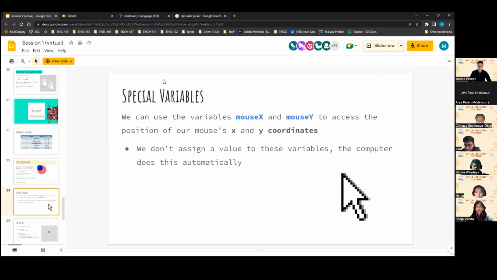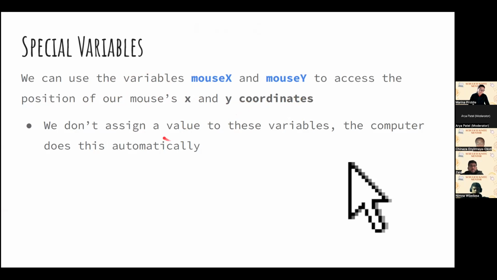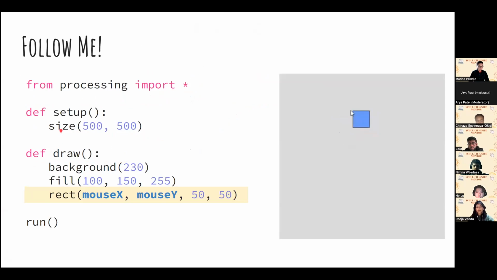Now we're going to move on to the special variables. Don't worry about this part too much if you don't get it, because it will be covered in depth next time. But basically what you need to remember is we can use the variables mouseX and mouseY to access the x and y coordinates of our mouse position. We don't assign any values to these variables. The computer does it automatically. It's something that Python already knows, so you can just use it without worrying about assigning any values to it. Let's see how we can use that.